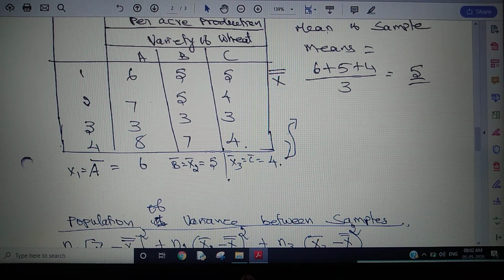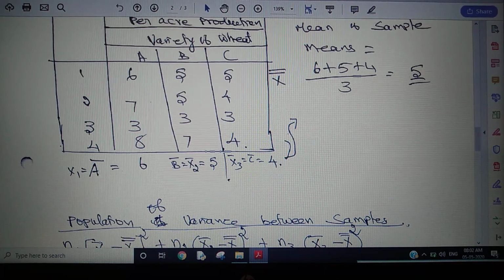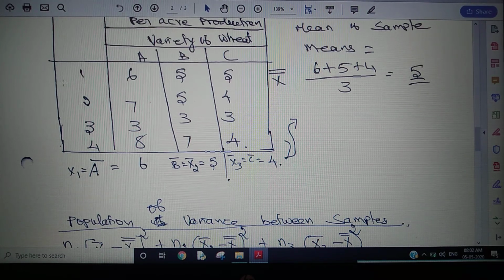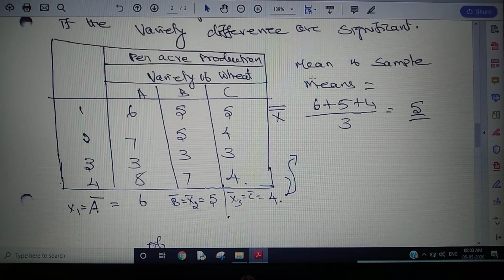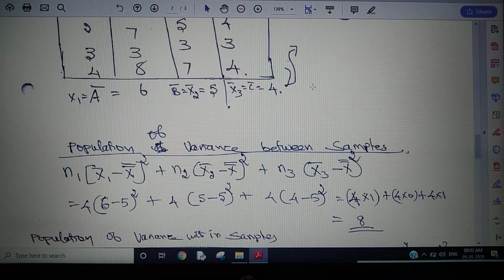Mean of all the samples, average of averages. Here these are all averages, these are all means. Or what about this mean? All the sample mean. That is x double bar equals x1 bar plus x2 bar plus x3 bar: 6 plus 5 plus 4, 15 divided by 3, 5. This is the mean of sample means, 5.